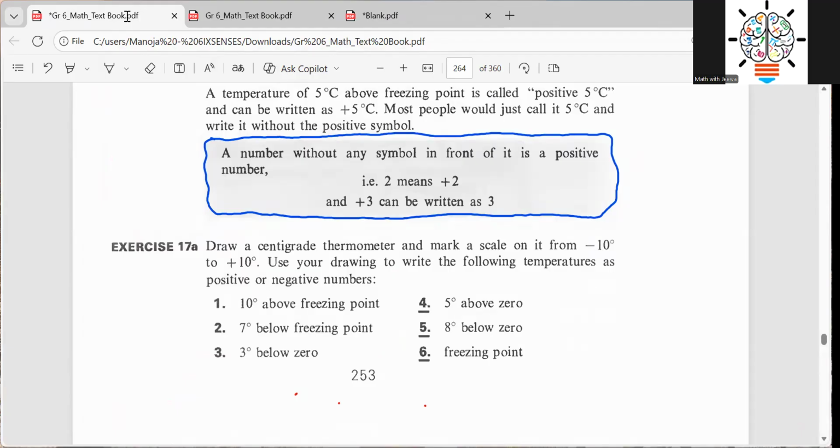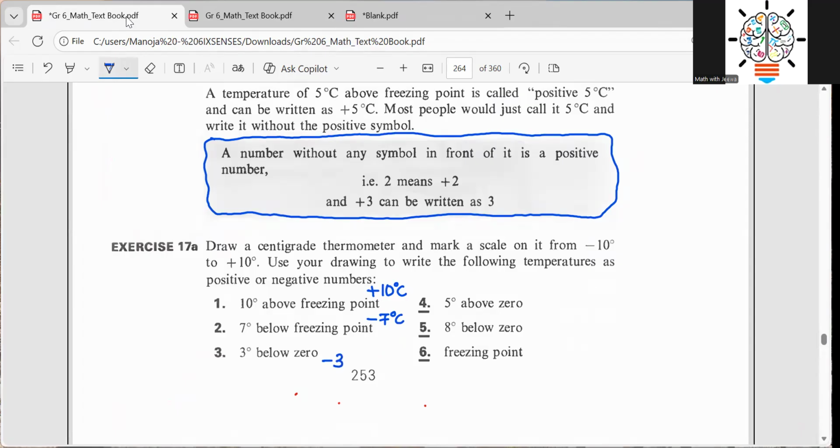Use your drawing to write the following temperatures as positive or negative. Something above the freezing point, what is it? It is positive 10 Celsius. Something 7 below the freezing point, it is -7 Celsius. 3 below 0, it is -3 Celsius. And 5 above 0, positive 5 Celsius.